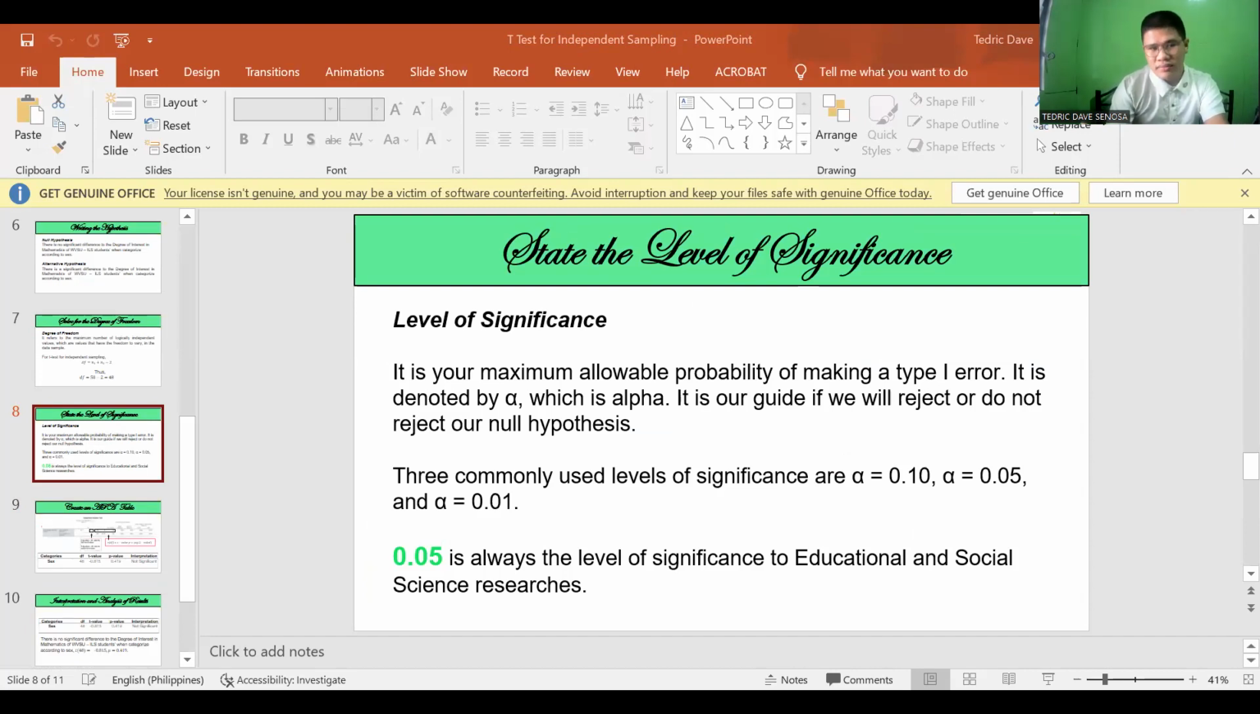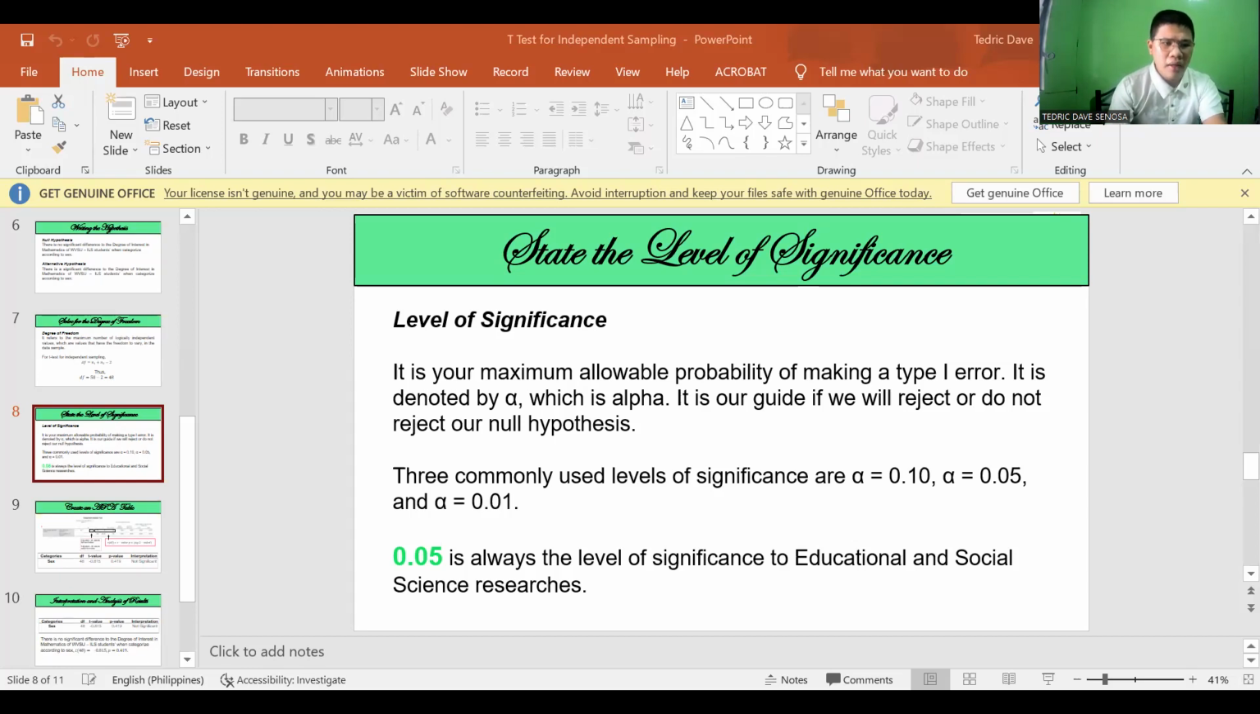You click analyze, you click compare means, and you click independent samples t-test. So this is how you do it: analyze, compare means, and then independent samples t-test. You may screenshot this one if you want to. Now, I'm just going to click it, and then this will come out here.